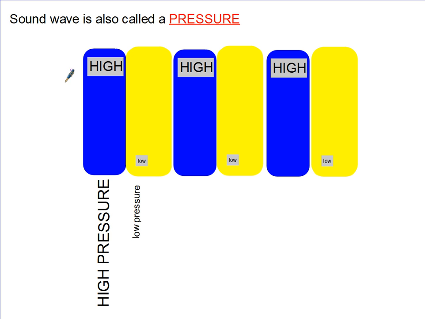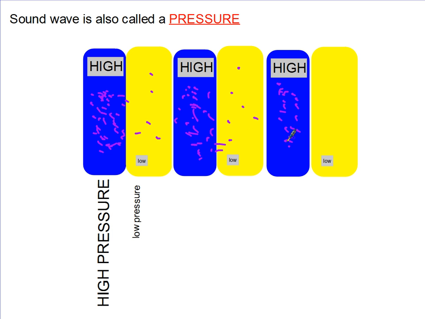Now, we also call sound waves pressure waves because they go from high molecular density, and high molecular density means high pressure, to low molecular density or low pressure. And that's repeated by another high density, lots of molecules in there, to low density, high density, lots of molecules, to low density.